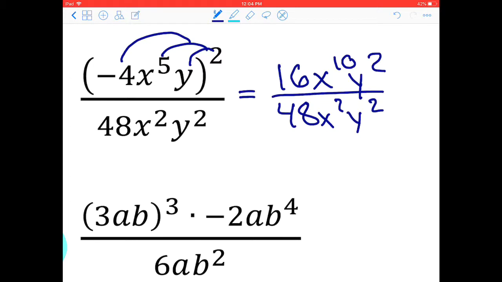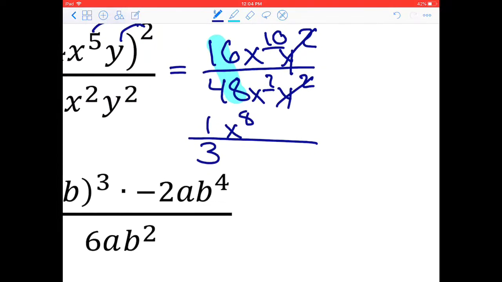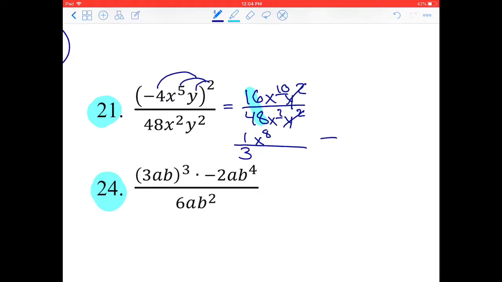Okay. So 16 divides into itself and 48. Actually, 3 times for 48, once for itself. So we're just going to go ahead and divide this. So this is 1/3. And then for x, 10 minus 2 is 8. And then for y, 2 minus 2, actually the y's are all gone. So I'm going to make this look a little bit prettier because it's all messy. So we just had x to the 8th power.